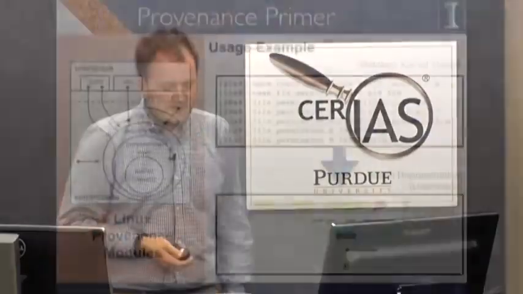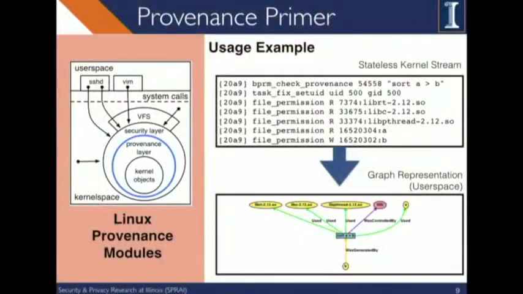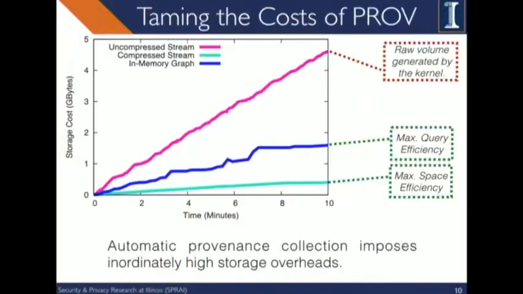There was one problem, though, and that's something that the CERIAS lab has spent a lot of time thinking about, and it's also one of the core challenges of what I'm going to be trying to answer today. If we looked at the storage overhead of what this system introduces, it's quite awful, right? So this is a 10-minute capture using this LPM system, using a couple of different backends.